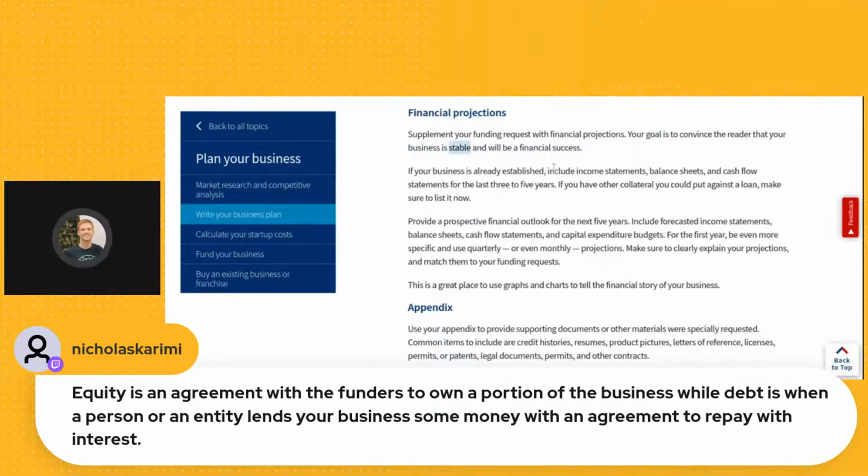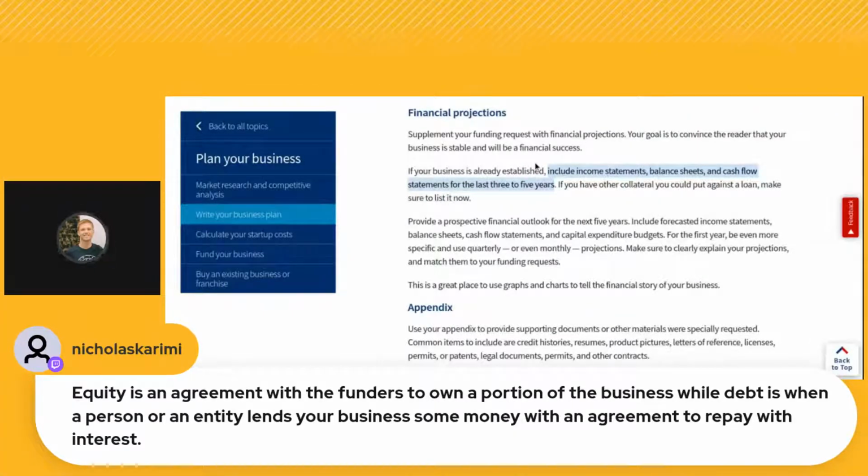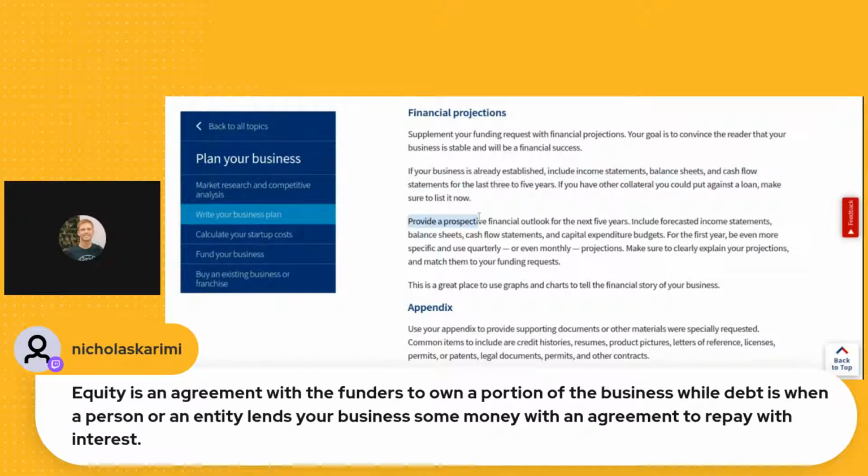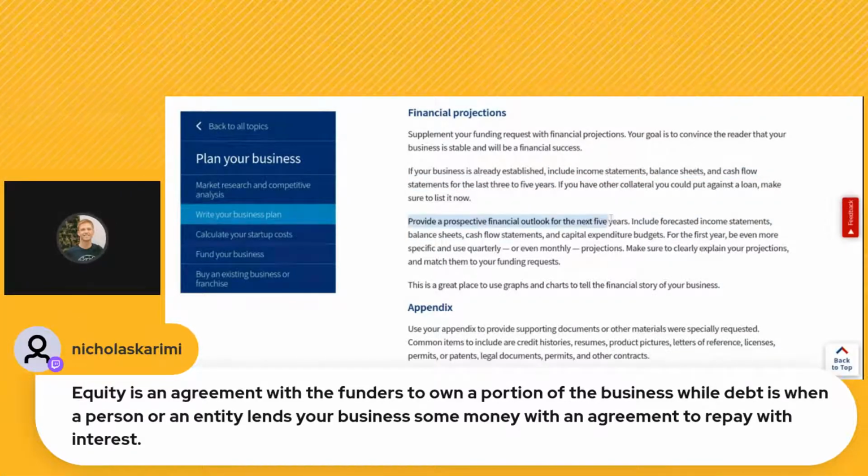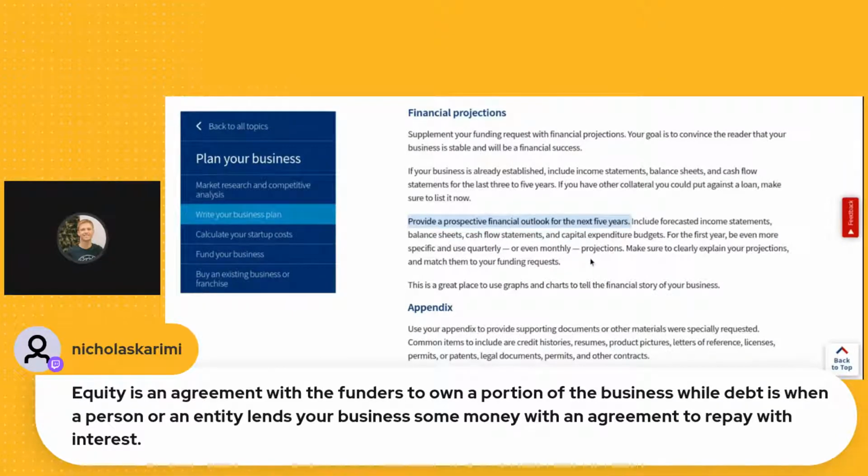If your business is already established, like it says here, you can include some income statements. And this is going to be something where a private equity firm, for example, would be interested in your business if you have some kind of already established business. On the other hand, if you don't, like I said, there are other means of getting funding, such as venture capital. And you'll want to provide a prospective financial outlook for the next 5 years.